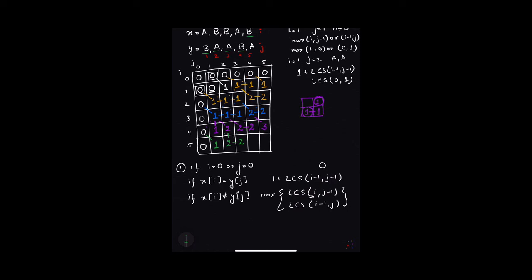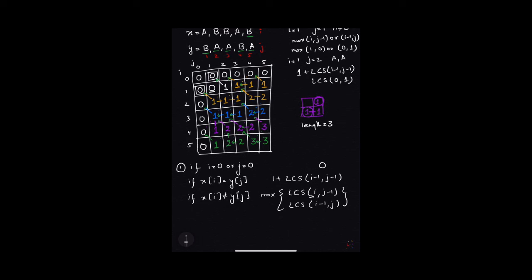Then B and B matches. So I'm going to add 1 to the diagonal element. Then again, B and A does not match. So I'm going to take the maximum of both. Since I'm having 3 in both the cells, I'm going to consider 3 from the horizontal cell. Now, after the completion of this, just put the arrows at the topmost position for all the elements that you are getting. In this table, we can see that the maximum subsequence length we will be getting is equal to 3. And we are going to traverse this table along with the arrows to get the subsequence.